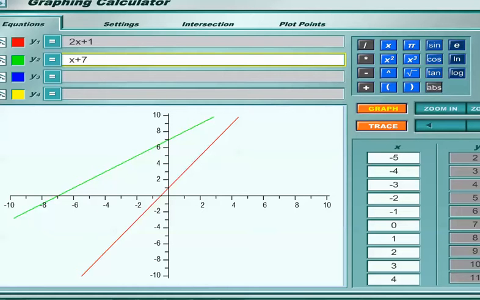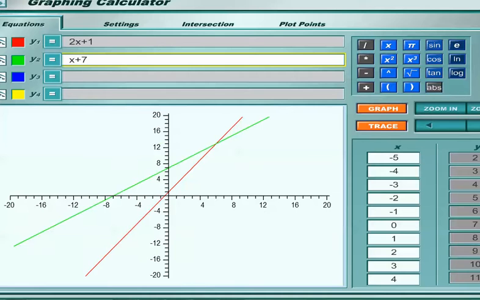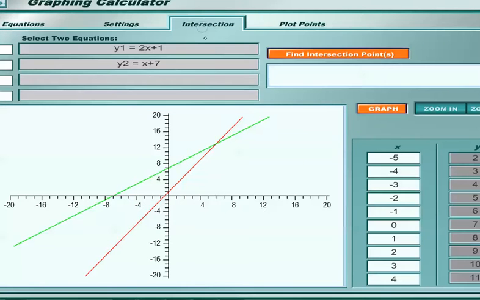What I'm going to do here is try zooming out once, and you can see here that I have a point of intersection right here. Now if you're using your graphing calculator, you could probably trace the curve here, or just move your cursor to find out exactly where those two lines intersect. If you're using the online graphing calculator, it's kind of nice because it has an intersection tab here, and I can click on these two and press find the intersection points, and you can see here that I get 6, 13.